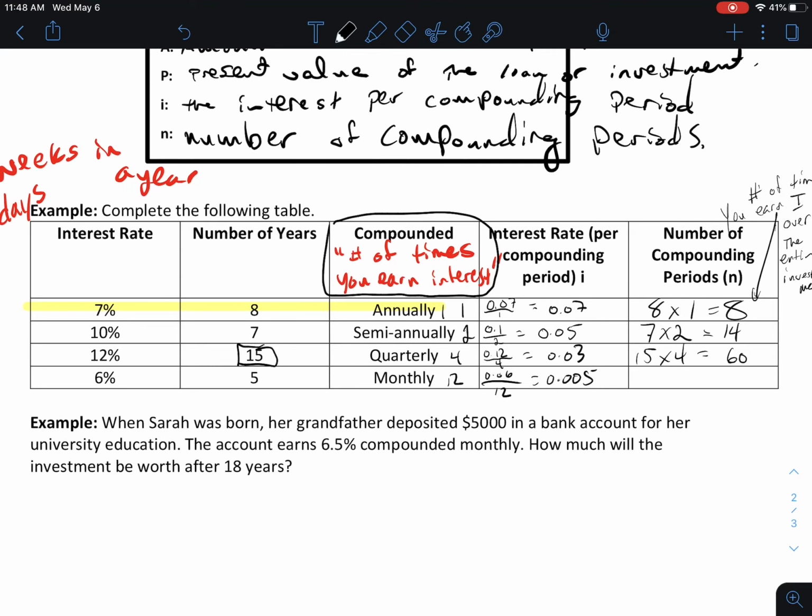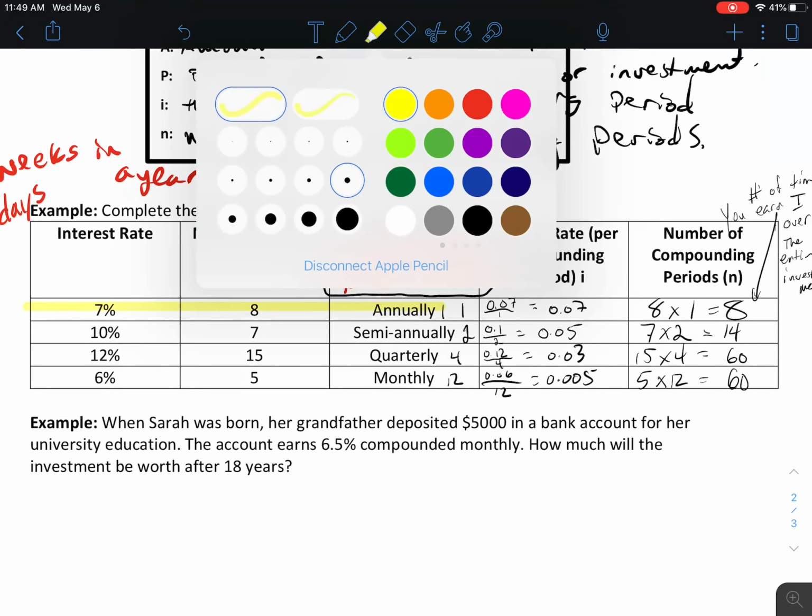So let's take this one. We're going to go 0.06 and divide it by 12. We're going to get 0.005. Now, how long is it going to be in there? 5 years. And then you're multiplying by how many times it's getting compounded, 12, which is going to result in 60.